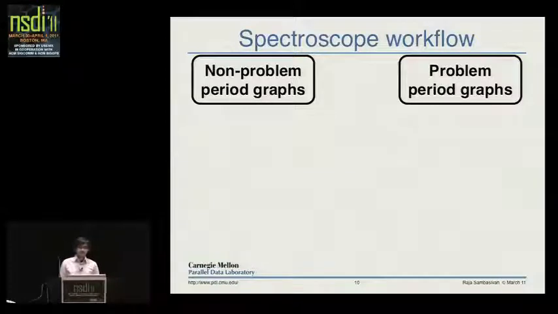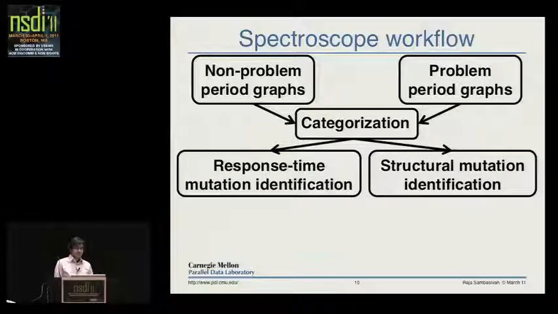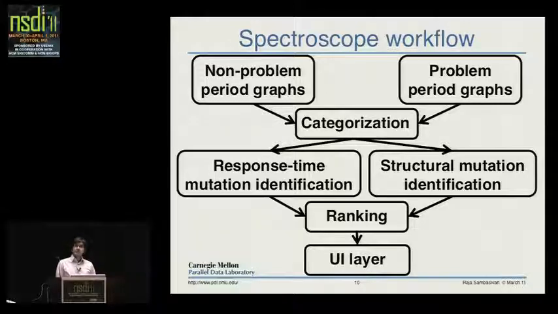Spectroscope takes as input request flow graphs from a problem period and a non-problem period. It bins similar requests into categories and uses these as a fundamental unit for comparing request flows. Using statistical tests and various other heuristics, it identifies those categories that contain mutations. We consider two types, response time mutations and structural mutations. Next, it ranks the categories that contain mutations according to their effect on the performance change. And finally, it presents the results to the user in a UI.